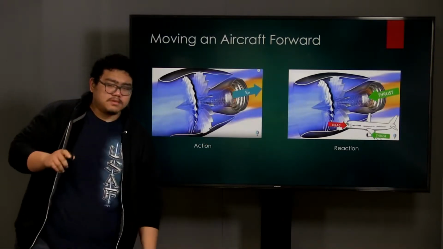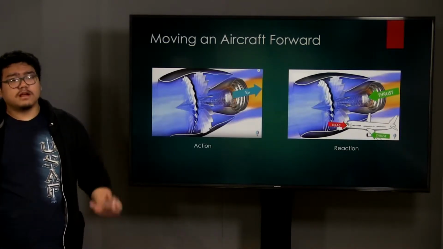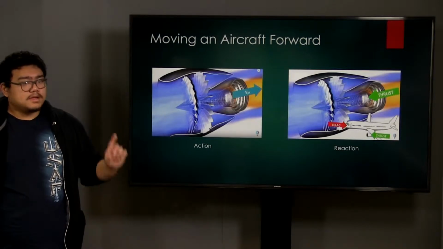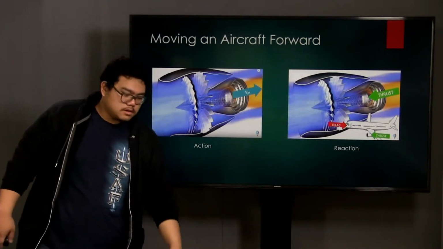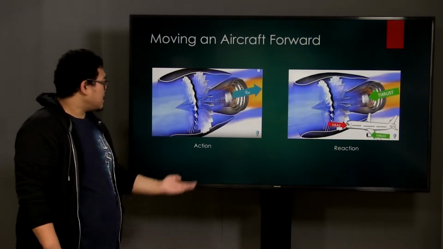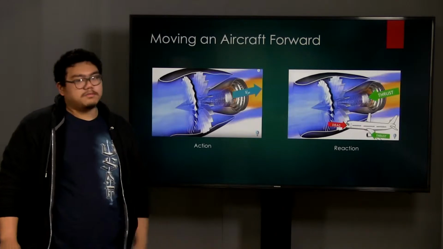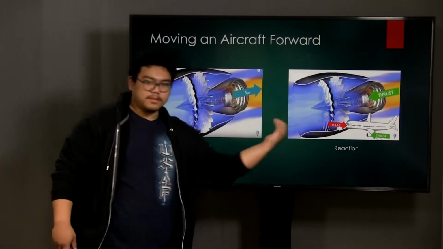But what people don't know is how the jet engines move an aircraft forward. And usually you can think of it as an action and reaction. In a jet engine, you have fuel, it combusts, and you get that velocity that comes out of the jet, and in turn that creates a thrust to move the plane forward.